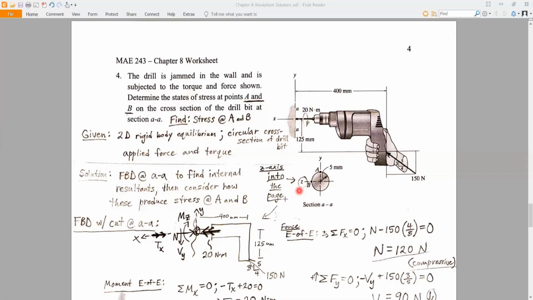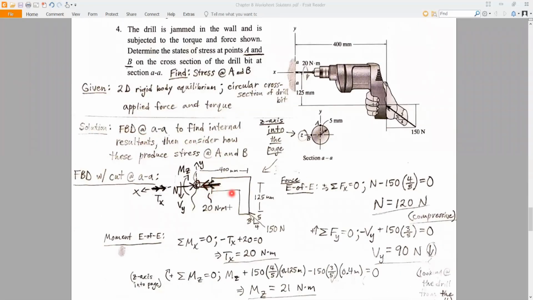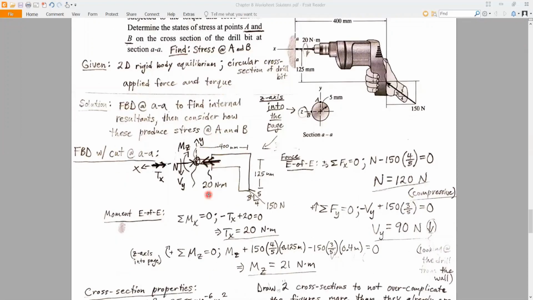All right, so our free body diagram looks like this. It's a bit of a mess. We have a lot of forces and a lot of moments. So just to start off with, we're going to draw our normal force here. I drew it as a compressive force here. Some are forces in the x direction. Yes, it's compressive. The drill bit's being jammed into the wall.